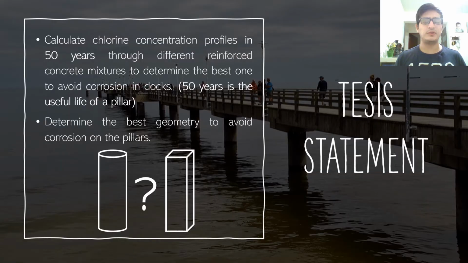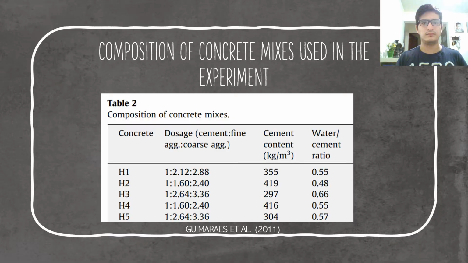So what is our objective? Our objective for this project is to calculate the chlorine concentration profile over 50 years at different depths through several concrete mixtures, to determine which will avoid corrosion and decrease the concentration of chlorine through the mixture. The geometry of the pillar is of most importance. We will compare a cylindrical geometry to a rectangular prism using the same dimensions, that means height, length, and depth, to see which case has a lower diffusivity.